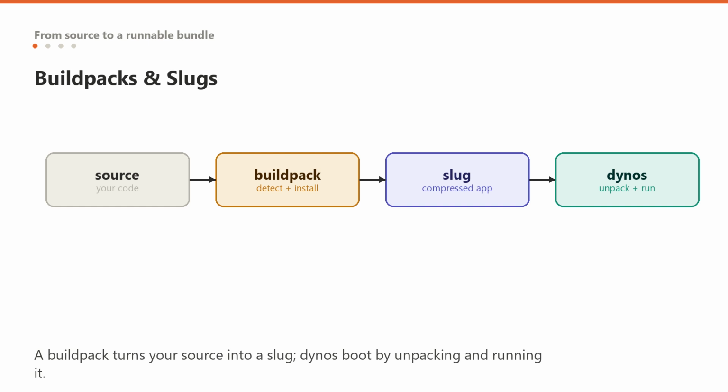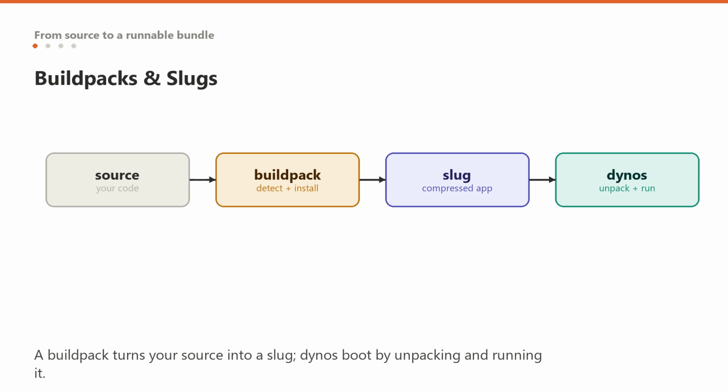The output is called a slug, a compressed, pre-built, ready-to-run copy of your application. When a dyno starts, it simply downloads and unpacks that slug and runs your command. This is why boot up is fast. The heavy building already happened once, and the resulting slug is reused across every dyno.